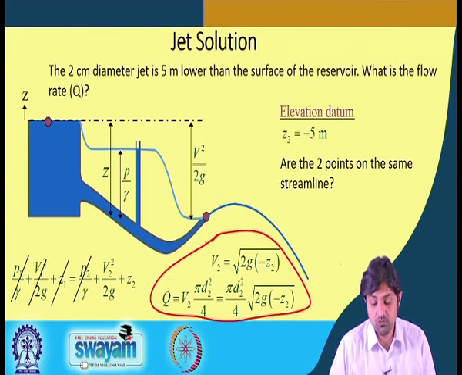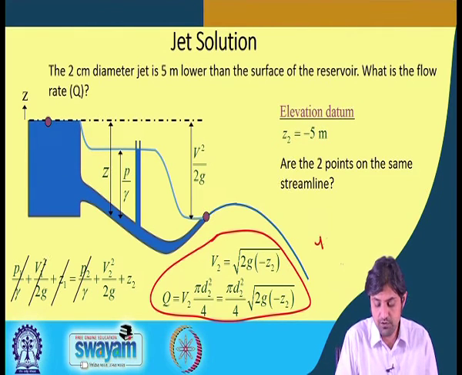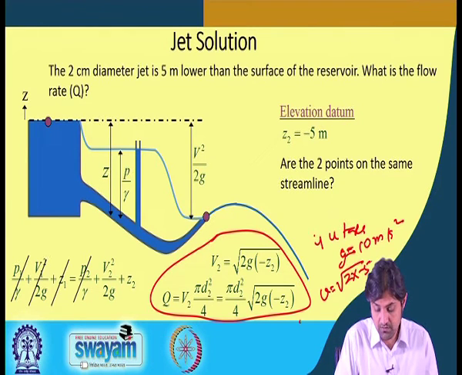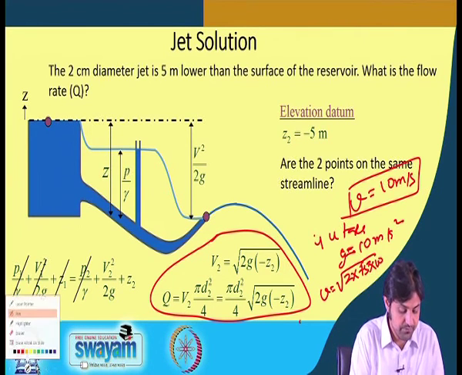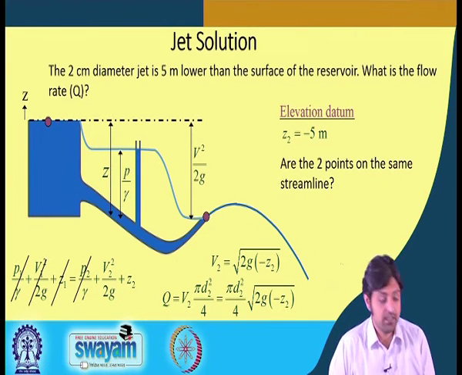For example, if you take g as 10 meters per second squared, V2 will be the square root of 2 into minus minus 5, so that means plus 5, into 10. So V2 will be 10 meters per second.